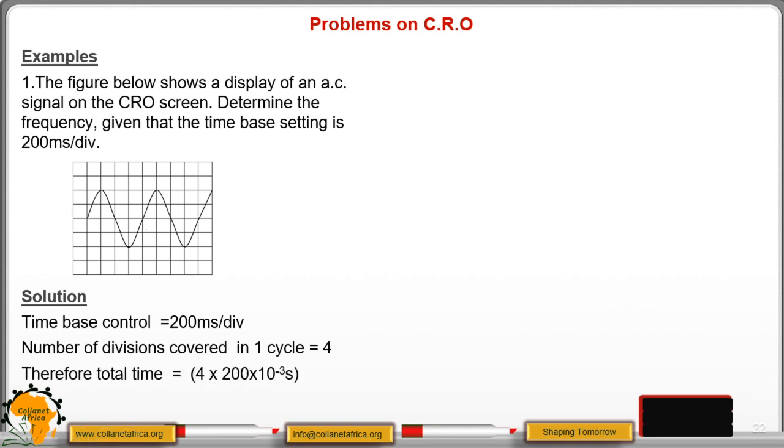So you proceed as follows. We have that 1 division carries 200 milliseconds. What about 4? And milli is the same as 10 to the power negative 3. So for 4 divisions, you multiply 4 times 200 milliseconds, and you get 0.8 seconds. That is the time for 1 signal. So to get the frequency, we take the reciprocal of that. Our f will be 1 over 0.8, and that will give you 1.25 hertz, or per second. That is the frequency of the AC signal.